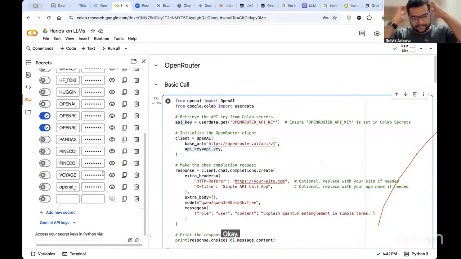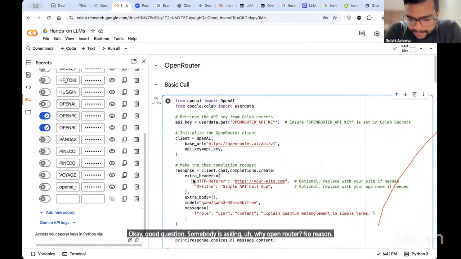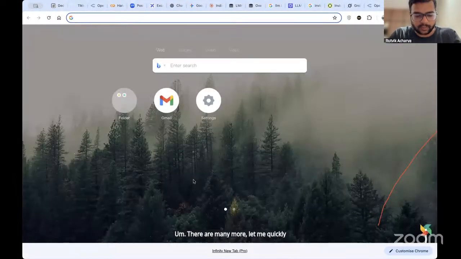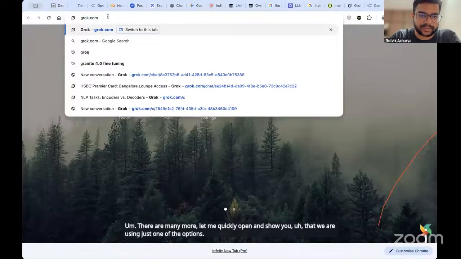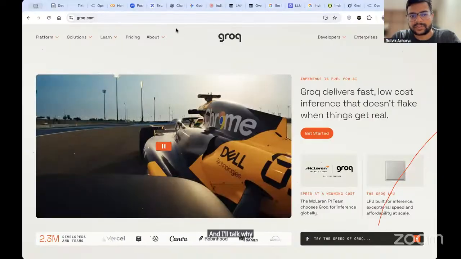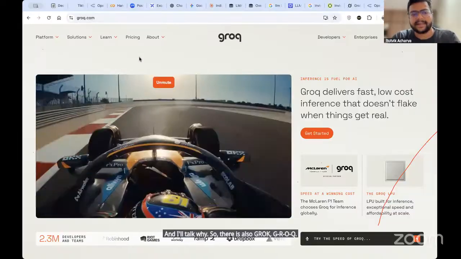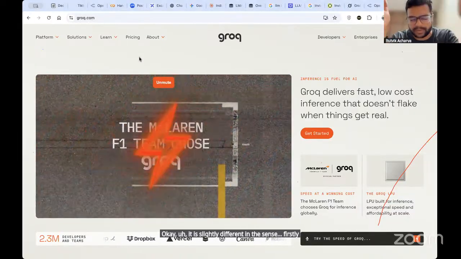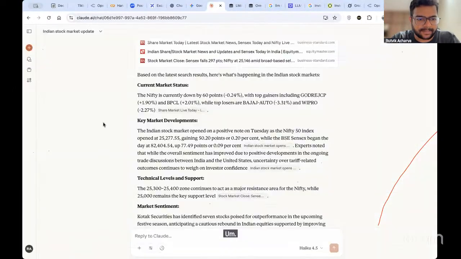Okay, good question. Somebody is asking why open router? No reason. There are many more. Let me quickly open and show you that we are using just one of the options. Yes, open router is kind of special, and I'll talk why. So there is also Groq. It is slightly different in the sense, firstly, what is open router? Let's understand that. Again, I'll not spend too much time, but very quickly.